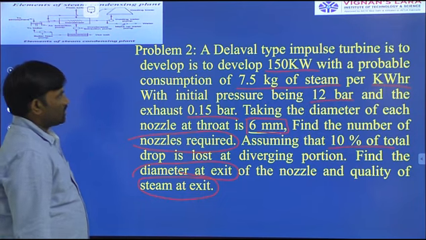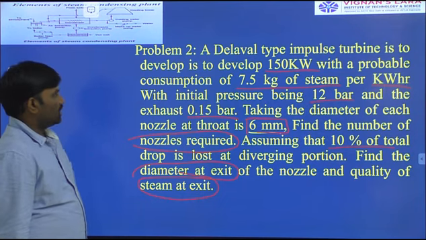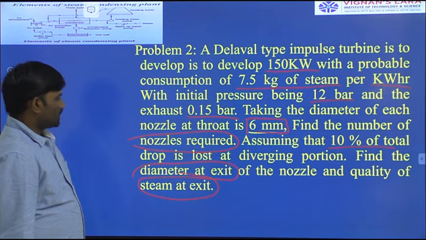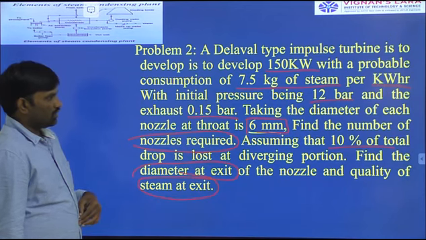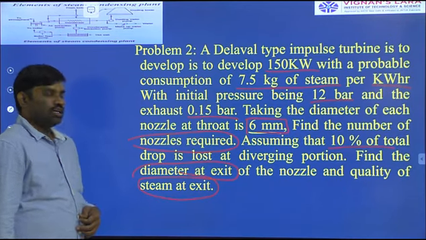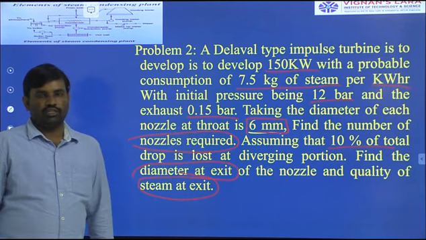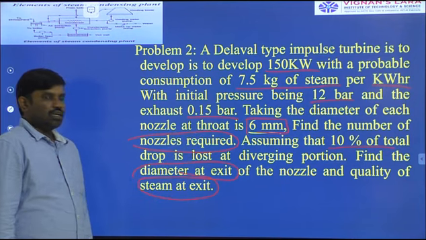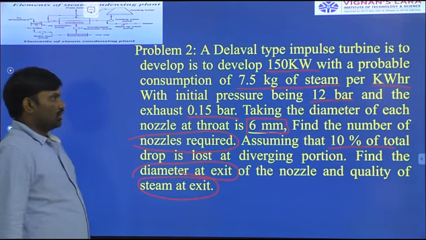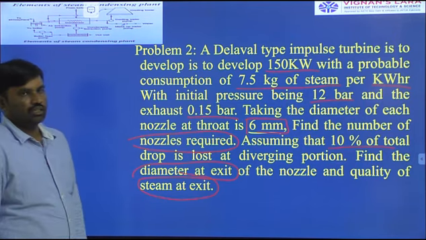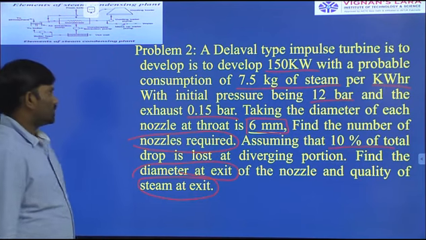And the quality of steam also we have to determine. The turbine is to develop 150 kilowatt, the probable consumption is 7.5 kilogram of steam, the initial pressure is 12 bar and the exhaust pressure is given. Initially we have to assume that the initial quality of steam is dry saturated. The minimum quality of steam required for any type of nozzle is dry saturated steam. We consider that at 12 bar pressure we are introducing dry saturated steam.